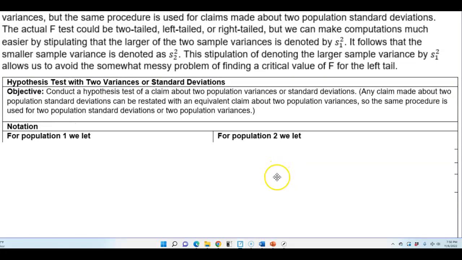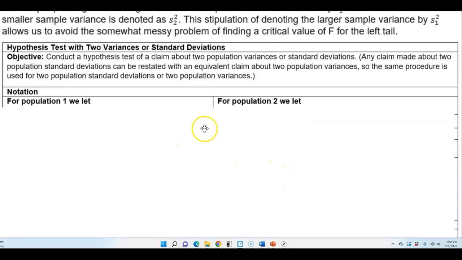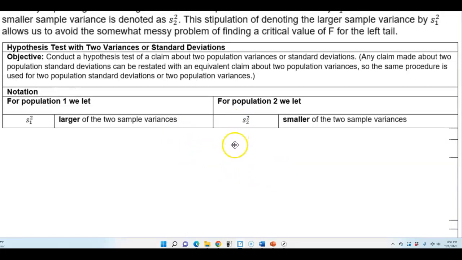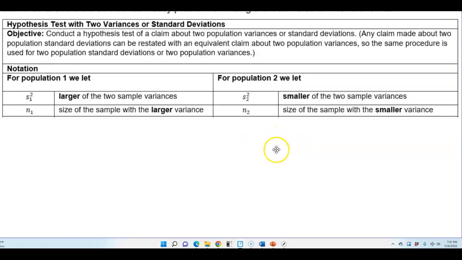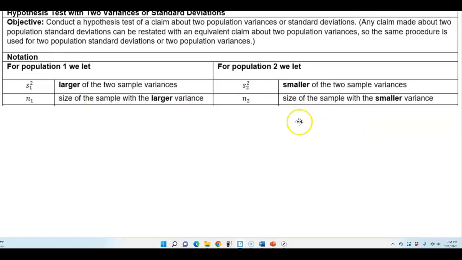Notation. For population 1 and for population 2. S subscript 1 squared is the larger of the two sample variances. S subscript 2 squared is the smaller of the two sample variances. N subscript 1 is the size of the sample with the larger variance. N subscript 2 is the size of the sample with the smaller variance.